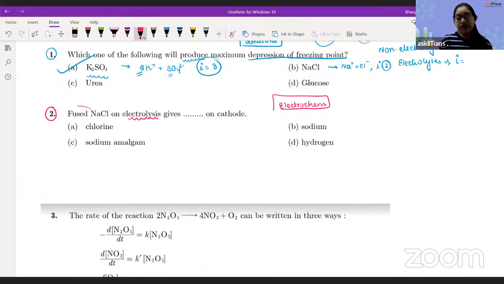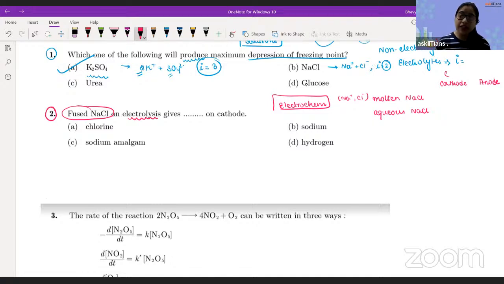Now, they are saying fused NaCl, right? Fused means molten. So there is a difference between molten NaCl and aqueous NaCl. Molten NaCl will have only 2 ions. Molten NaCl has Na+ and Cl- as ions.